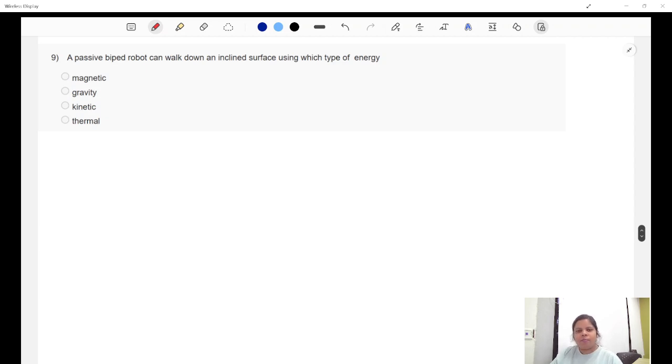A passive biped robot can walk down an inclined surface using which type of energy? Is it magnetic? Is it gravity? Is it kinetic? Is it thermal? So passive dynamic walking is something we are talking about. Gravity. Yeah, right. Gravity is the correct answer.